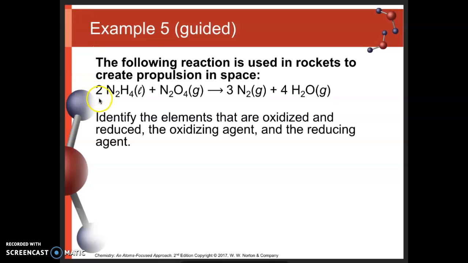And so if we follow our logic and our lead, we've got 2 nitrogens and 4 hydrogens equaling no charge. And if I follow this all the way through, 2 nitrogens plus 4 times positive 1 for the hydrogen because it is bonding with a nonmetal, so hydrogen's positive 1 in those cases.